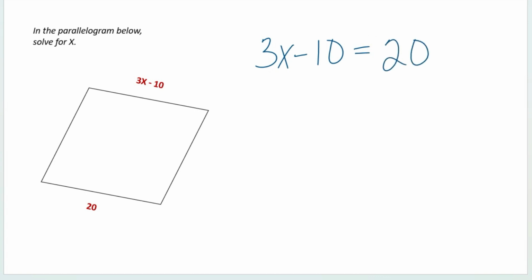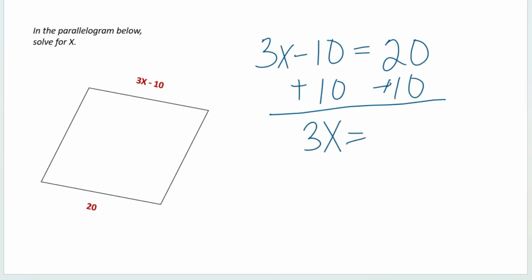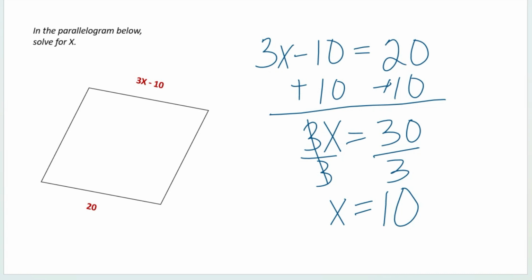To get x by itself, I'm going to add 10 to both sides. And I get 3x is equal to 30. I divide both sides by 3, and my x value is equal to 10. So again, setting the sides that are opposite each other equal to each other, I can solve for x. And the value is 10.